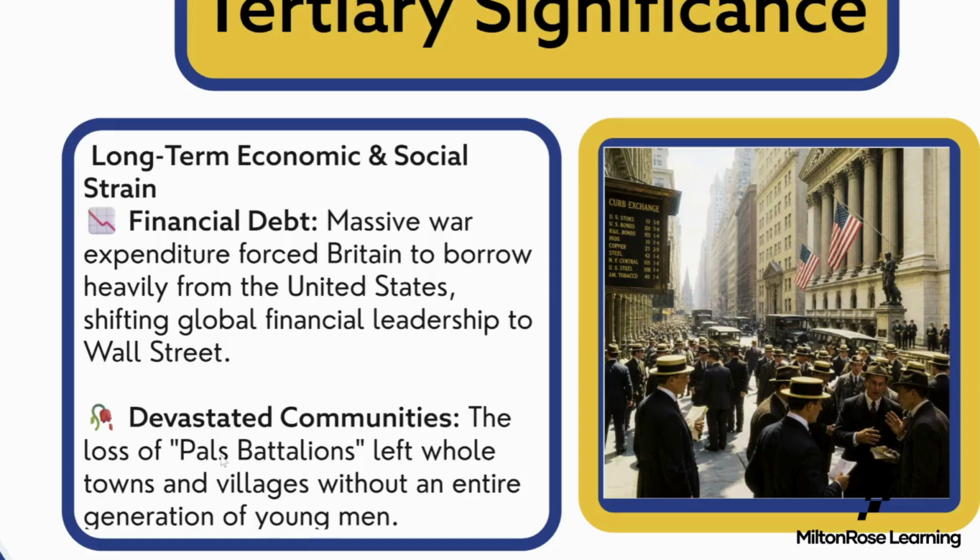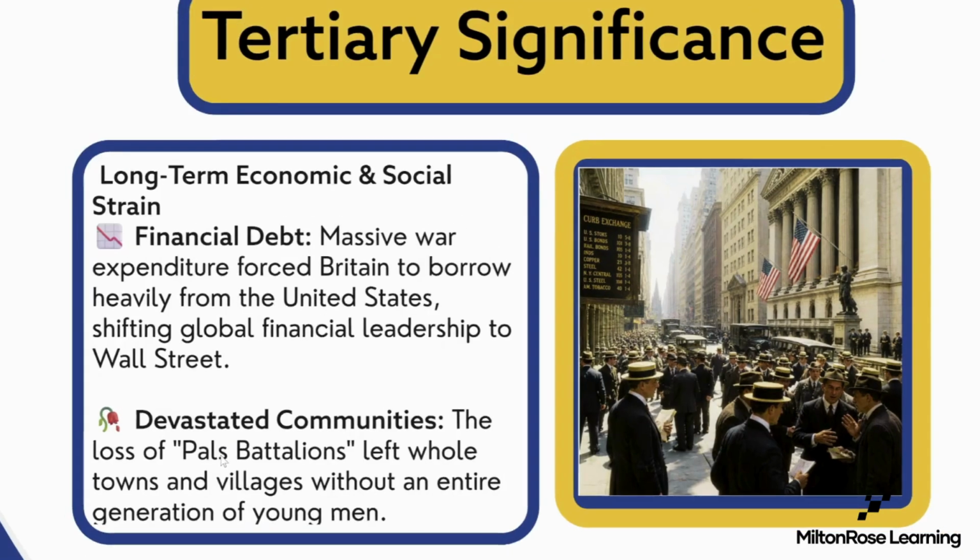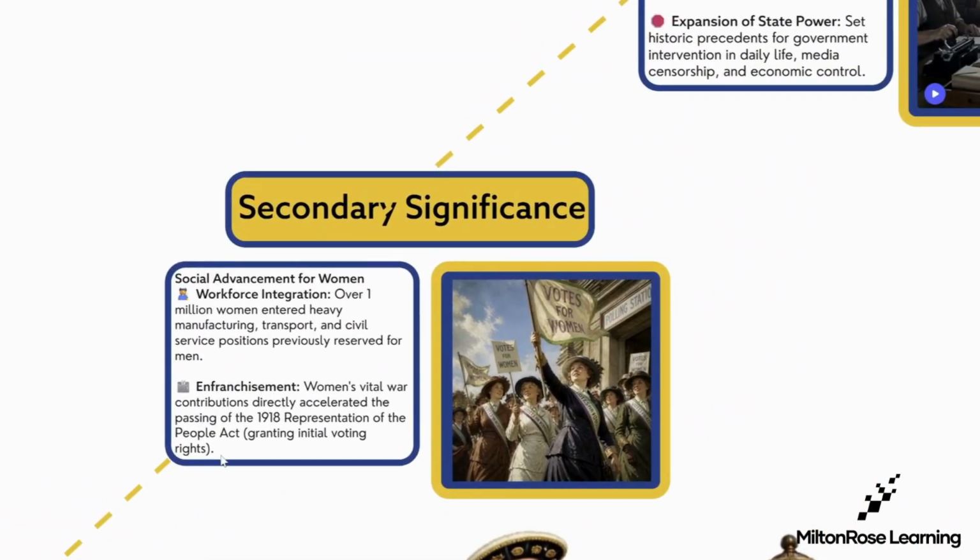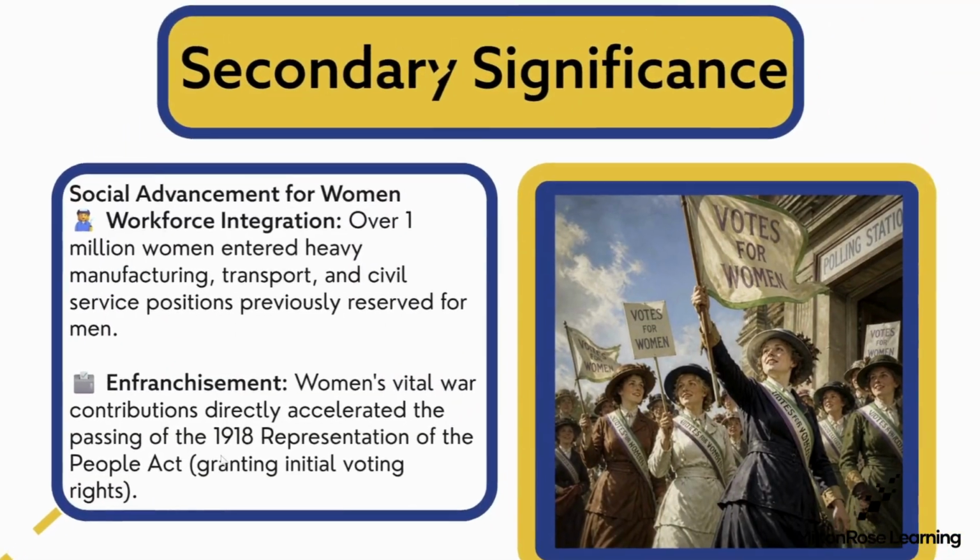Devastated communities, too. And I'm not trying to downplay these by saying tertiary significance, because this was still big. The loss of Pals battalions, where friends all fought together, left whole towns and villages without an entire generation of young men. And if you walk around the UK, in parks and public places, you will see cenotaphs and monuments to the people who died in World War I, because it affected everybody pretty much. No family was left unaffected, to be honest. So I think it did affect British society in that way, and other Allied nations as well.